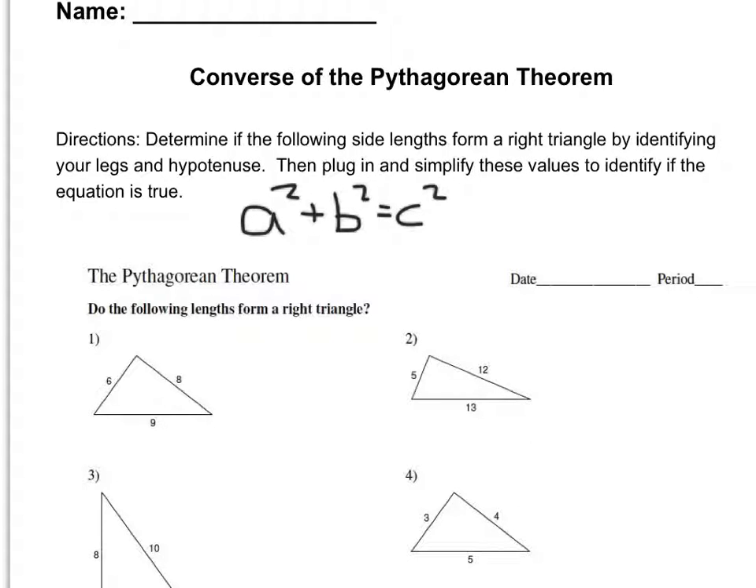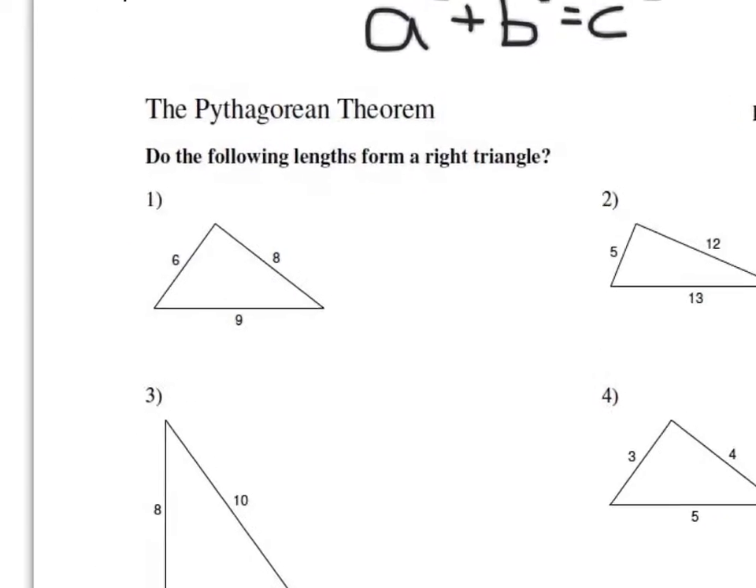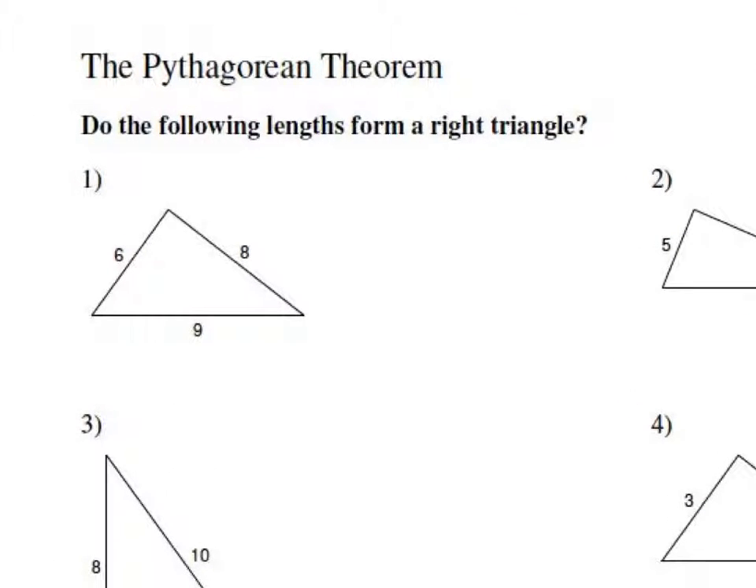The converse here is we're given some triangle side lengths, and we want to say, okay, if we use the Pythagorean theorem, can we say yes, it is a right triangle, or no, it's not a right triangle? This is basically what you're going to do. I'll work through number one with you.